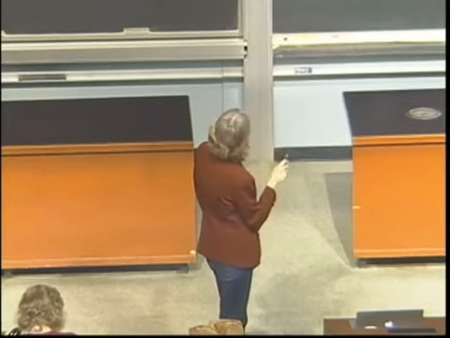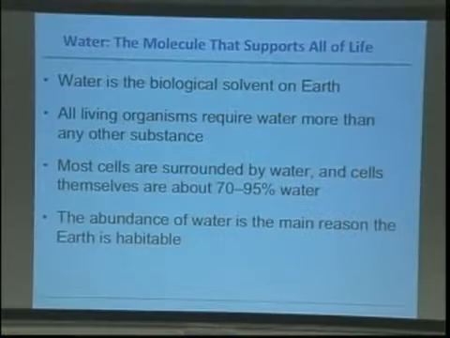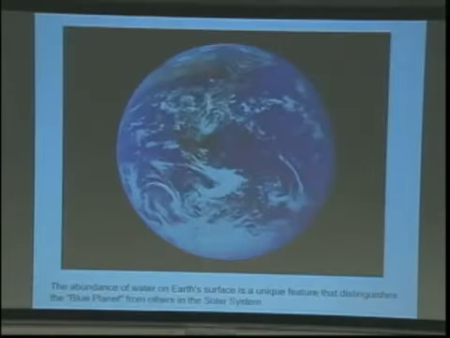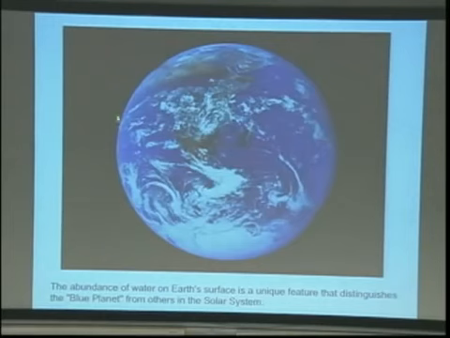And the abundance of water is the main reason that Earth is a habitable planet. So here's a great picture. You guys have all seen this of the blue planet, right? The abundance of water on Earth is visible from space. There's a lot of water on this planet. And this is a unique feature that distinguishes our planet from others in the solar system and makes the Earth uniquely hospitable to life, we think.